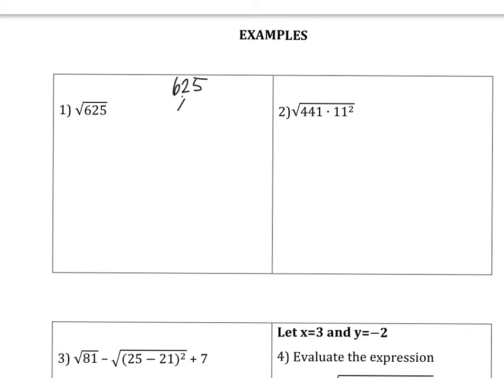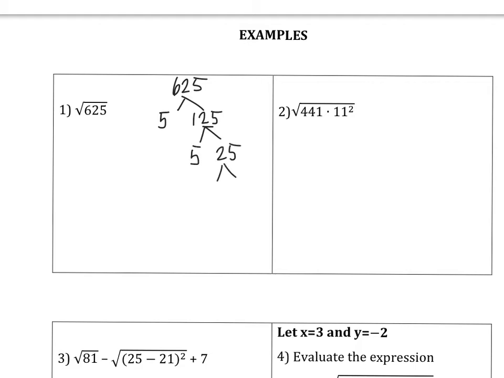625 breaks down. I see that it ends in a 5, so I know that 5 is going to be a factor. And so it's going to be 5 times 125. Whenever I see a 25 like that, I think quarters. And I think, how many quarters are there in $1.25? Well, there are 5. 5 quarters.